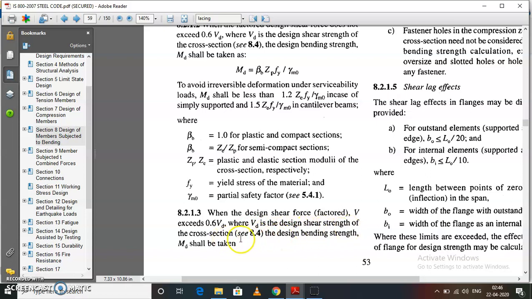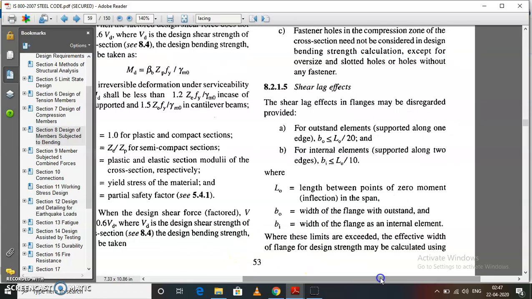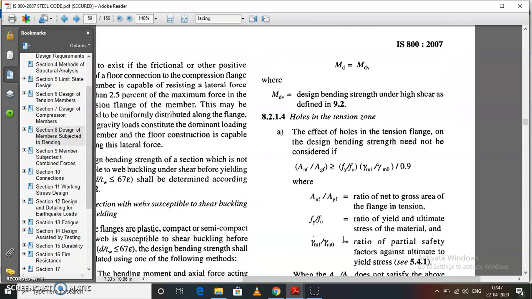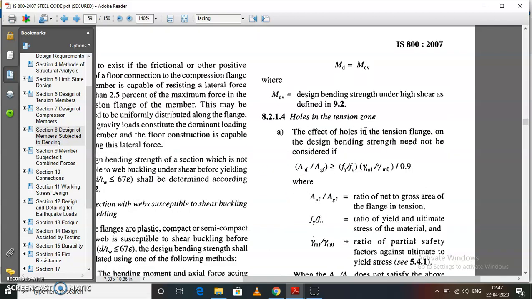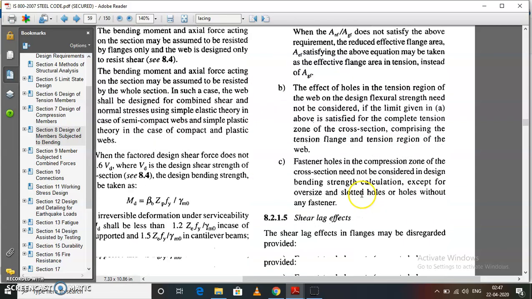When the design force, that is V, exceeds 0.6 times VD, where VD is the design shear strength of the cross section, see 8.4. How to calculate the VD value? We have to check 8.4. The design bending strength MD shall be taken as MD equal to MdV, and this MdV is to be calculated according to 9.2.